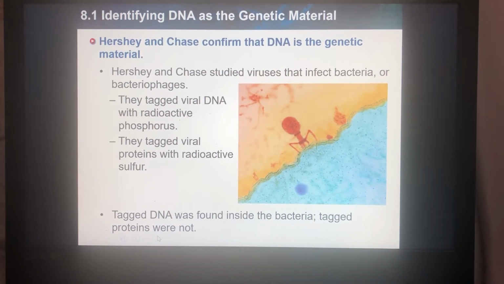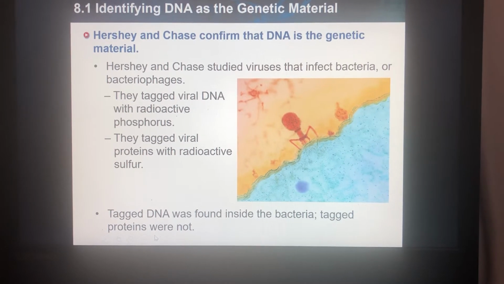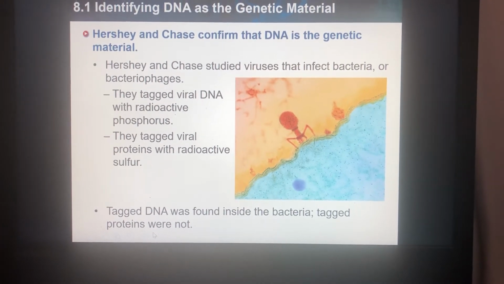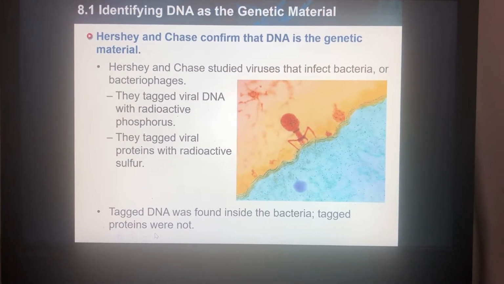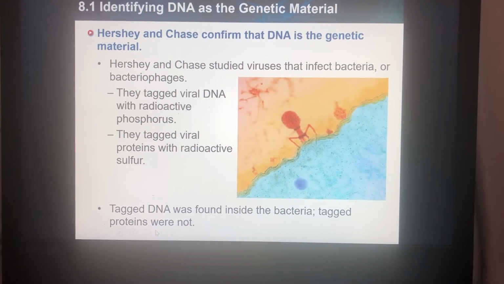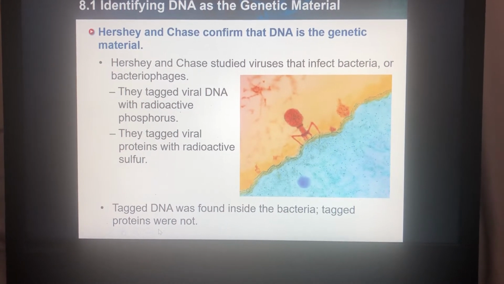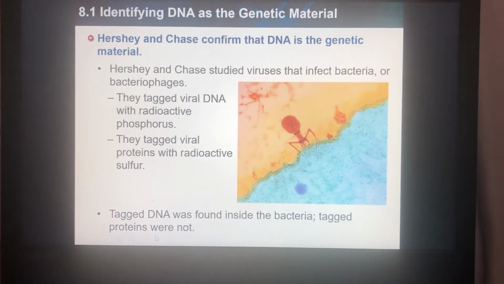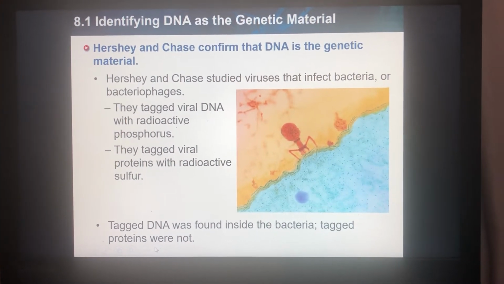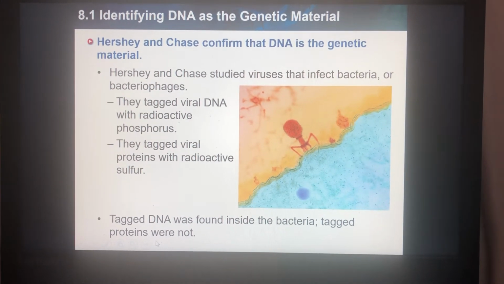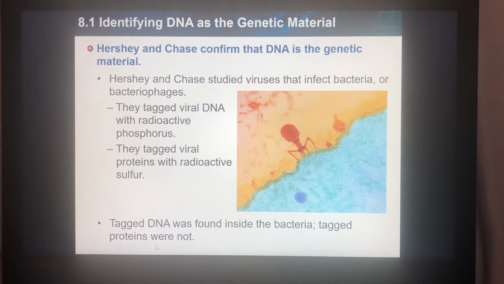At that time, as I told you, Hershey and Chase wanted to make sure that the DNA is the genetic material. So they started to tag the DNA by using radioactive phosphorus, because, as I told you before, DNA has phosphorus in its composition. They tagged the DNA by using radioactive phosphorus. Why radioactive? Because any radioactive substance can be detected more easily than any other substance.